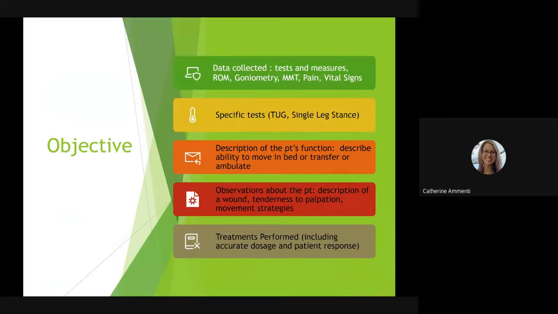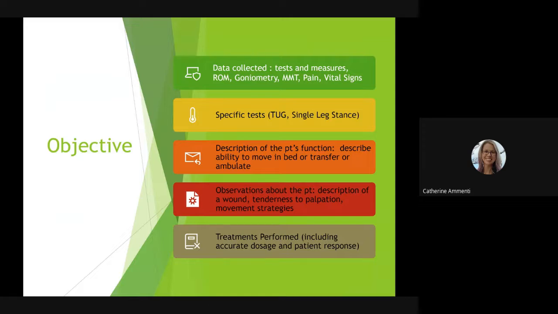Remember, your objective section needs to include data collected, like tests, measures, range of motion. Range of motion could be like functional range of motion, like can they do a full squat to assess functional range of motion, or did you get a goniometer out and actually measure the range of motion in degrees? What is the manual muscle testing?